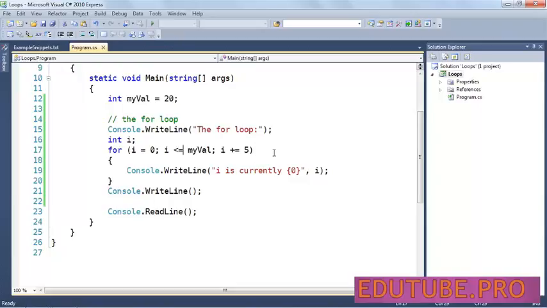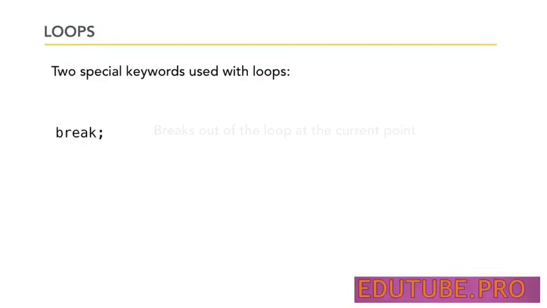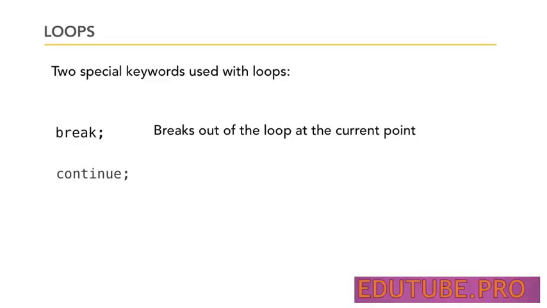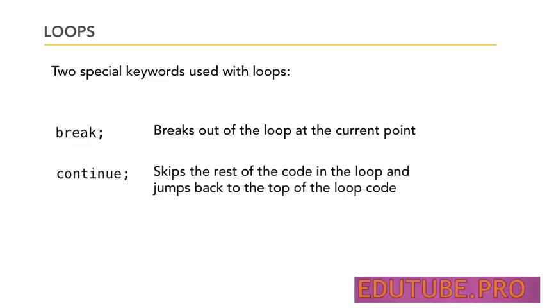Let's take a look at some other keywords we can use with loops. There are 2 special keywords that can be used with loops. There's the break keyword, which breaks out of the loop at the current point, regardless of whether the test condition has been met or not. And there's the continue keyword, which basically says, hey, skip the rest of the code in the loop, and then just jump back to the top of the loop code as if you had completed one of the loops.